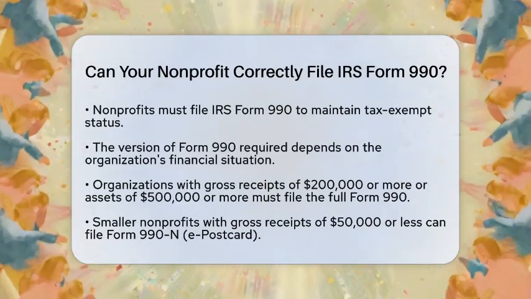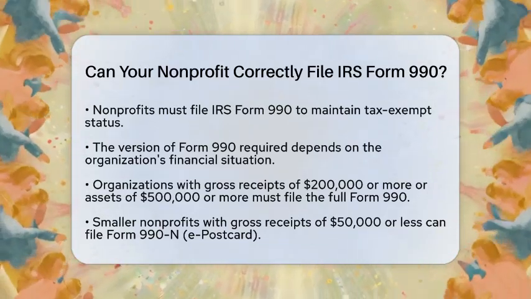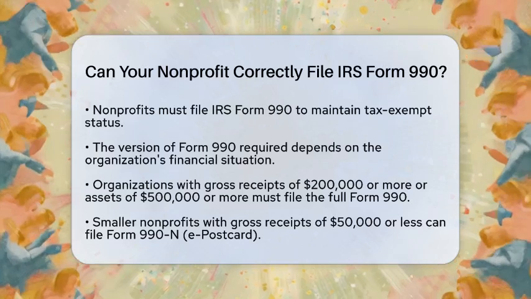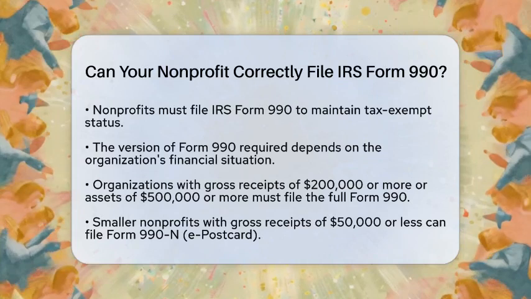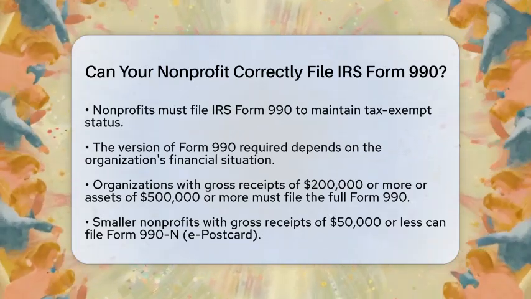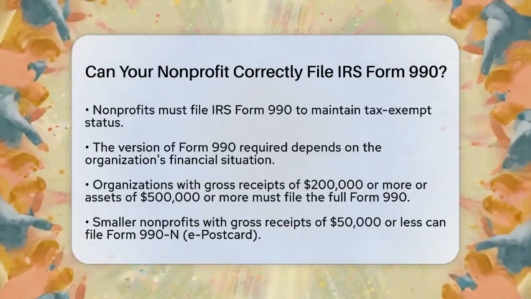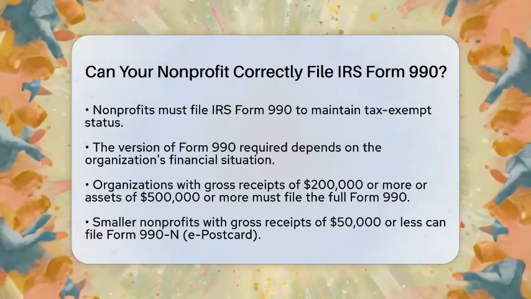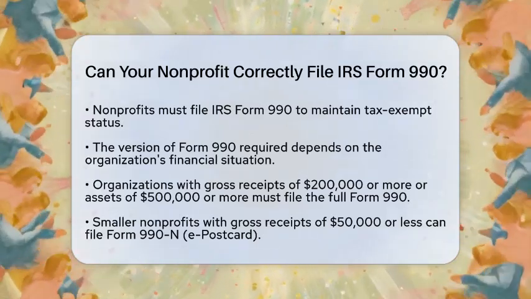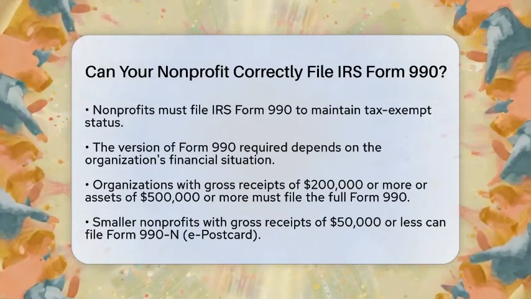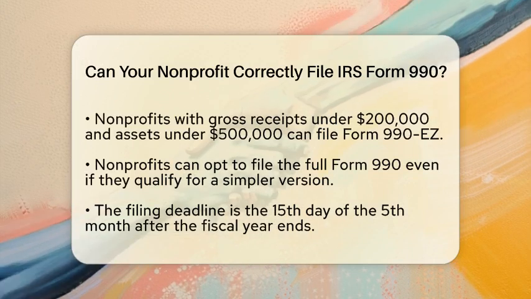Let's break it down. First, most tax-exempt nonprofits need to file an annual information return with the Internal Revenue Service using Form 990 or one of its variants. The version you need depends on your organization's financial situation. If your nonprofit has gross receipts of $100,000 or more or total assets of $500,000 or more, you must file the full Form 990.